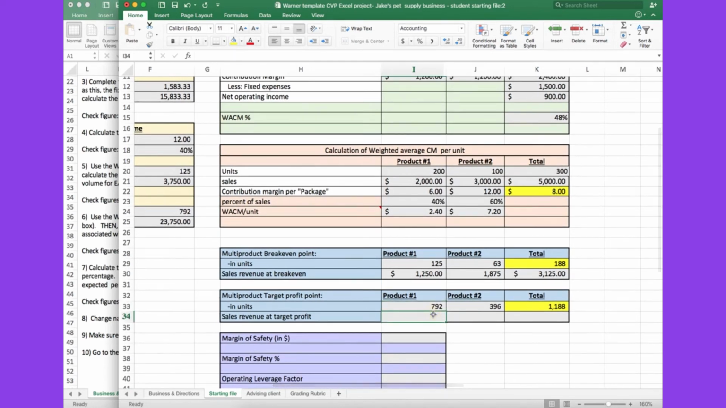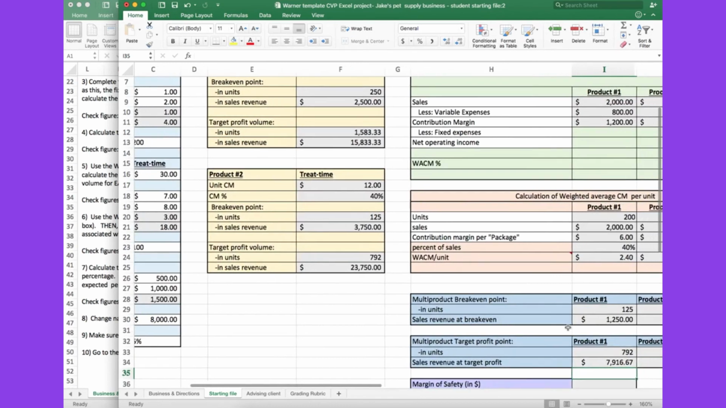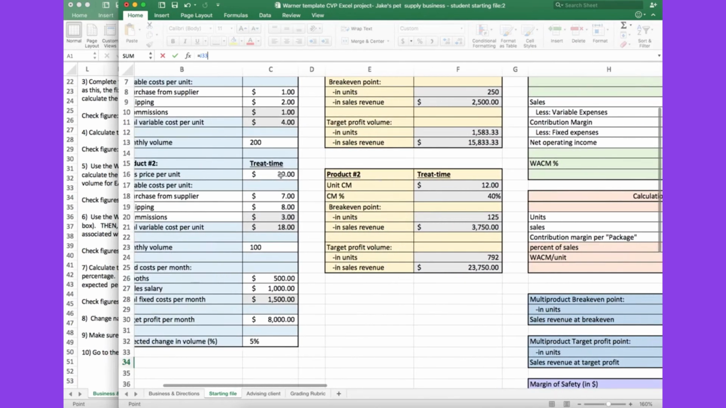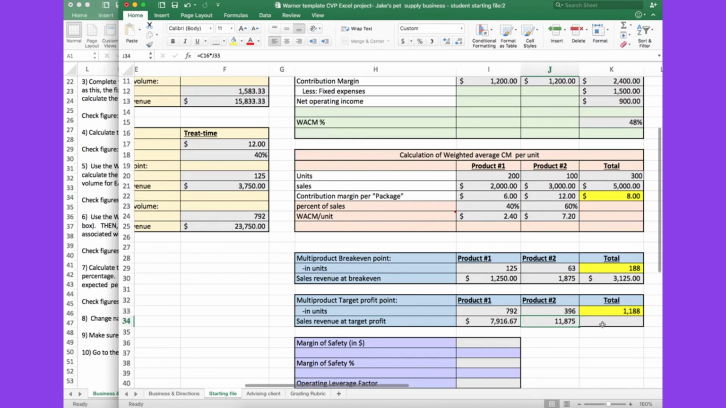Okay, and our sales volume at our target profit is going to be 7,916 for the Launch It, and 11,875 for the Treat Time, and so our total sales at our target profit is 19,791.